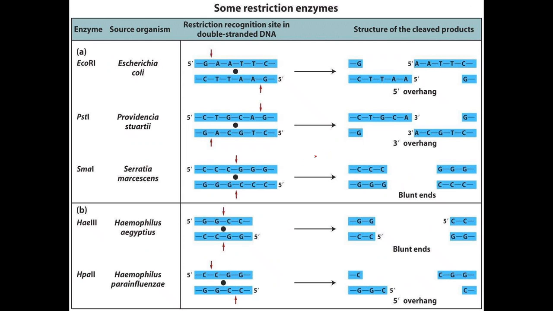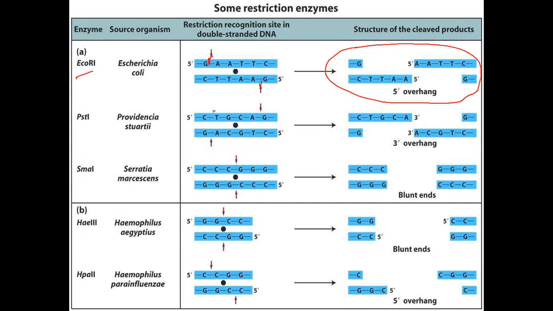So, we have different types of restriction enzymes. An example is EcoRI, from E. coli. It cuts this portion here, and then it also cuts the portion over here. Cut. So this is the resulting overhang, the overhanging DNA.